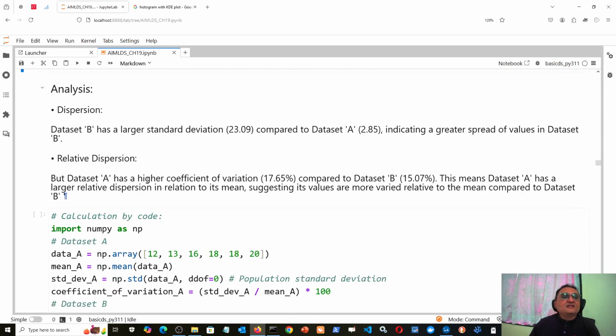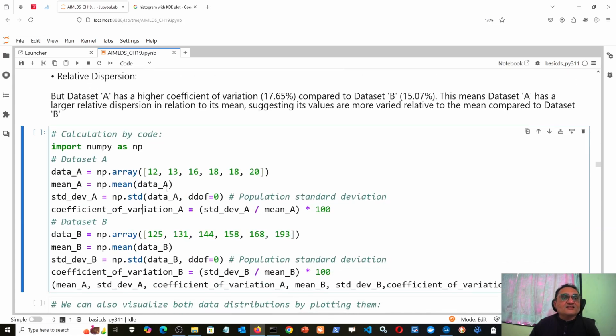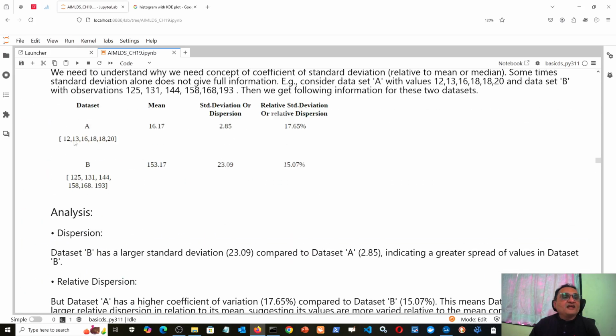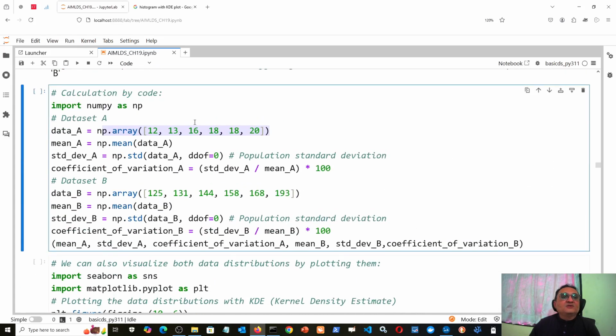Let us take this same data set and try to plot it. Here I am taking one NumPy array, the same array I had taken here: 12, 13, 16, and so on. Similarly, I find its mean, and I also find its standard deviation with np.std of data A. In NumPy you have to specify ddof equals 0, which gives the population standard deviation. If I specify ddof equals 1, I will get the sample standard deviation. Here it doesn't make much difference because I just want to compare two values.